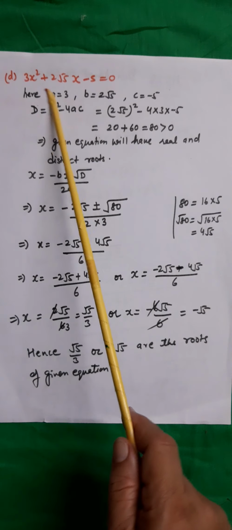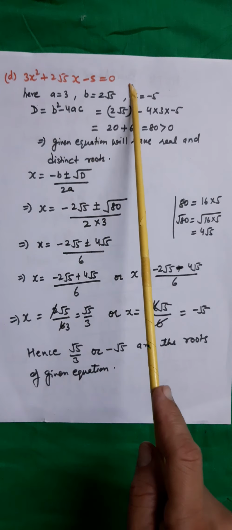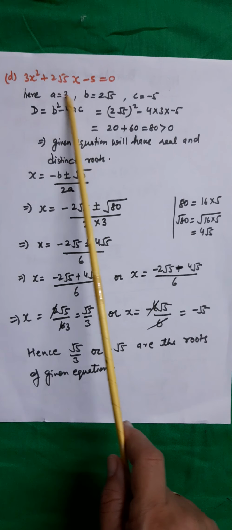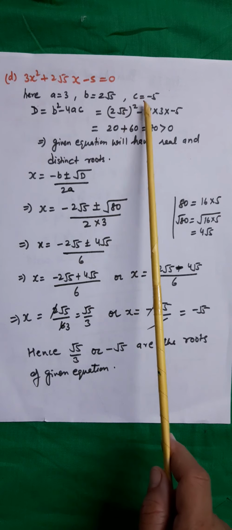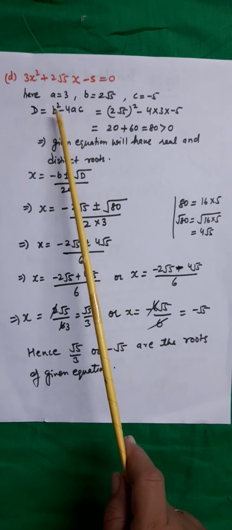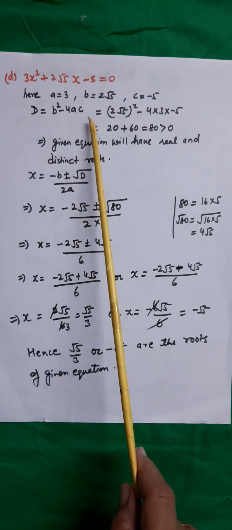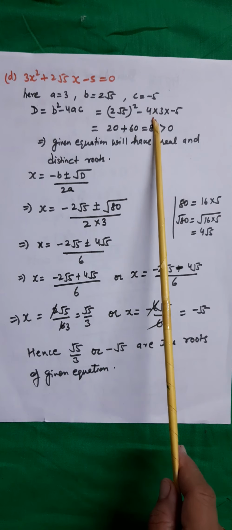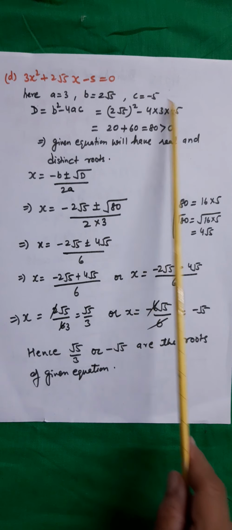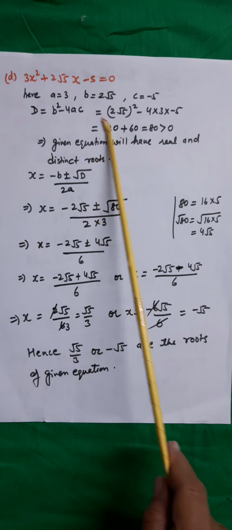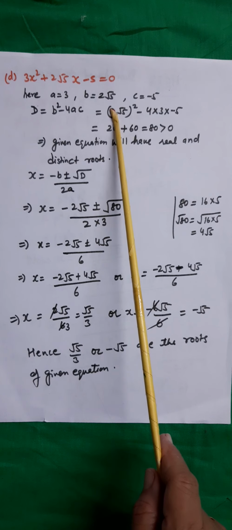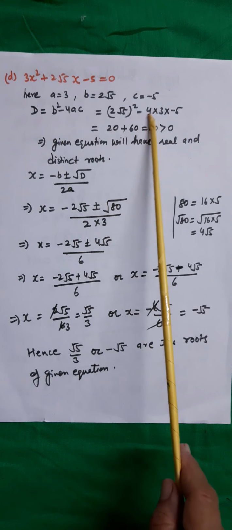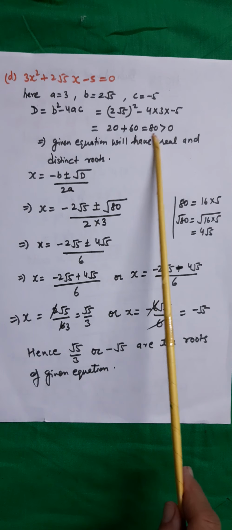3x² + 2√5x − 5 = 0. Again notice here, a = 3, b = 2√5, c = −5. D = b² − 4ac, that is (2√5)² − 4 × 3 × (−5). So this gives me 20, because 2 into 2 will be 4, √5 into √5 will be 5. 4 into 5 is 20, plus 60. This is equal to 80.